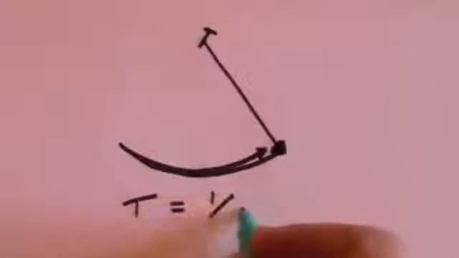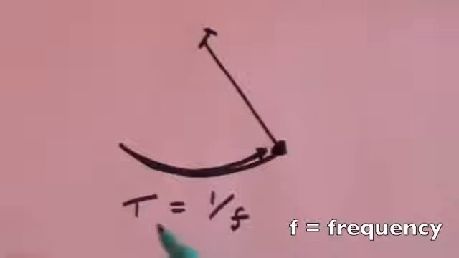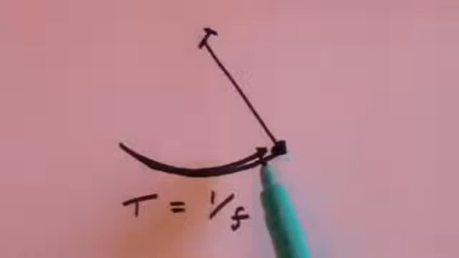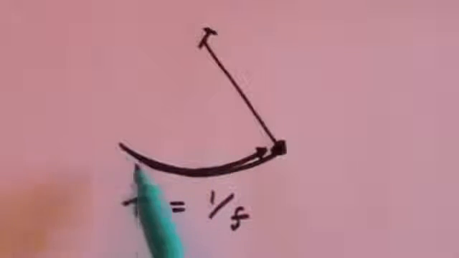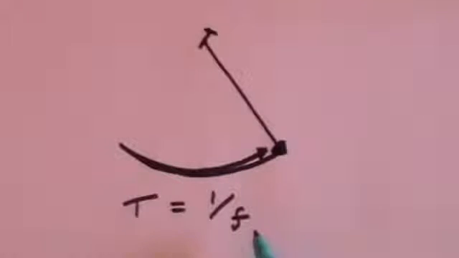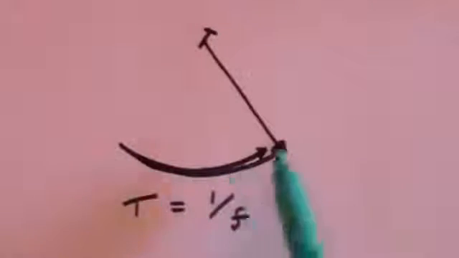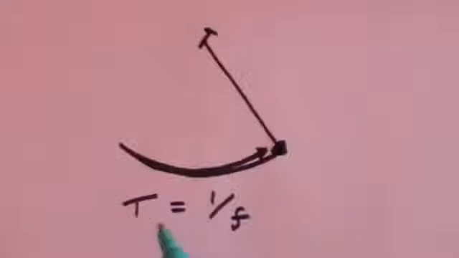And the period is always equal to 1 divided by the frequency. Let's define these terms. The period T is the time taken for the pendulum to do one complete swing, out and back. The frequency is the number of complete swings that the pendulum does in 1 second. And the two are related by T equals 1 over F.